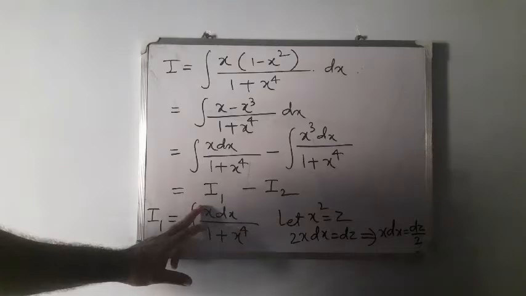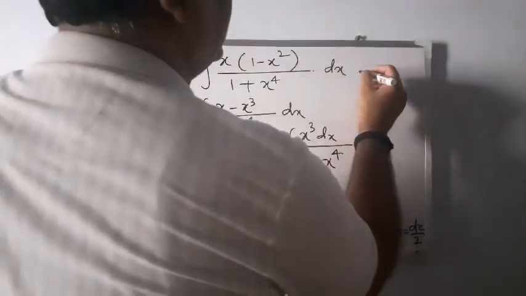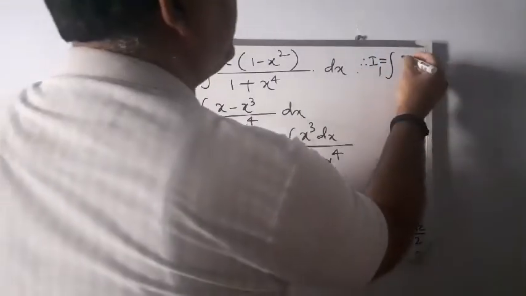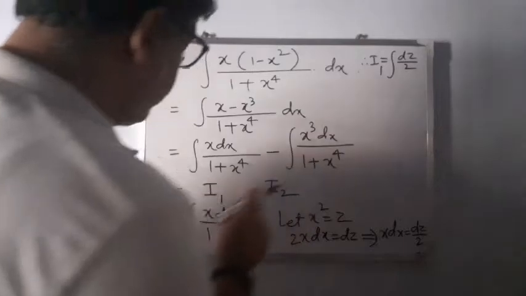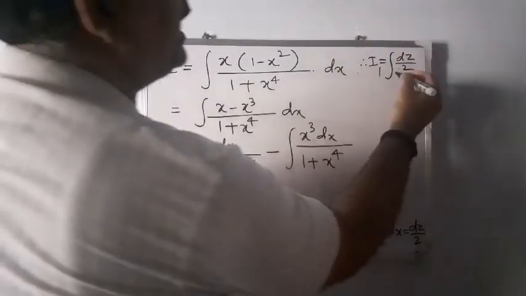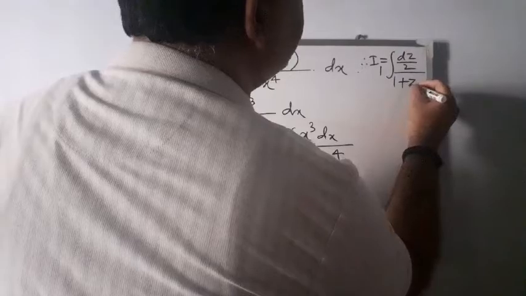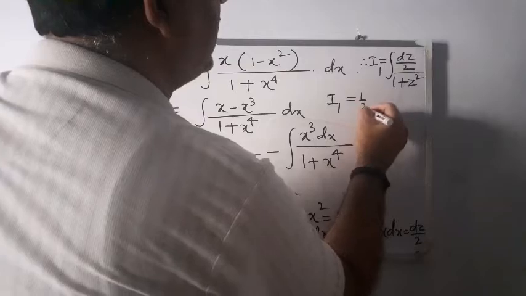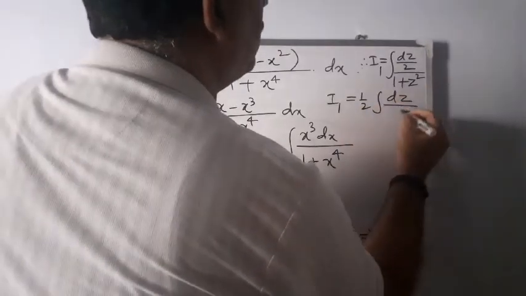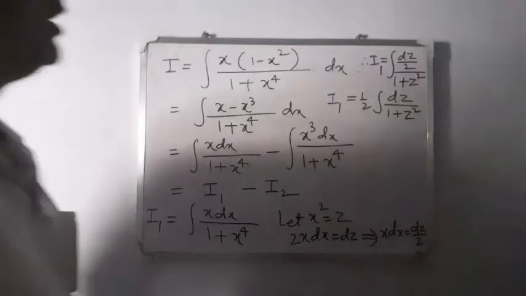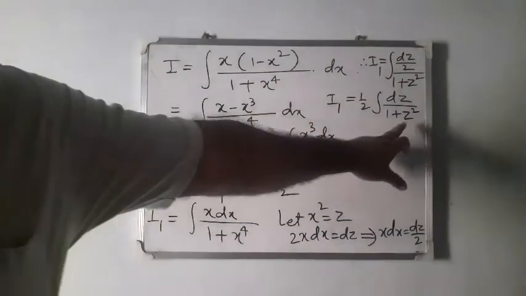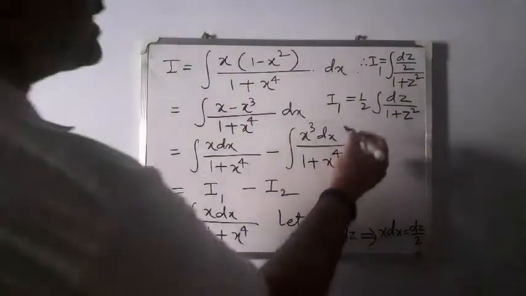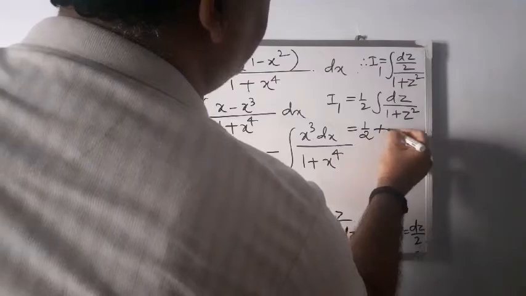So in this integral I1, therefore I1 is equal to integral. In the place of x dx, you have to write dz by 2, divided by 1 plus z square. So finally, half you can take out, that is I1 is equal to half integral dz by 1 plus z square. You can observe that this is nothing but the integral of the differentiation of tan inverse z. So we can write I1 is equal to half tan inverse z.